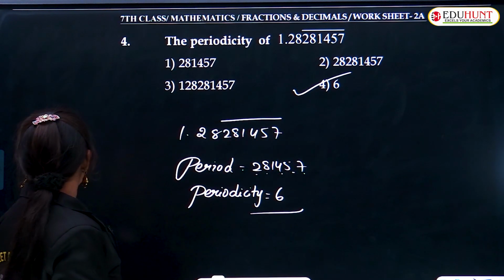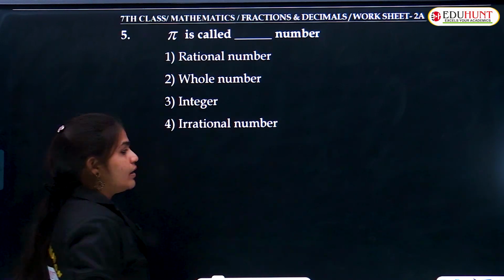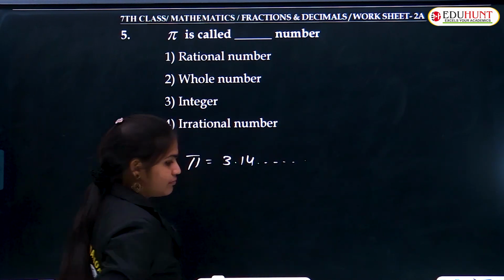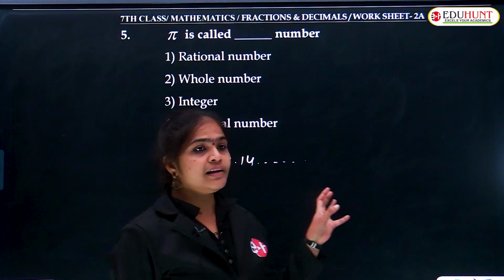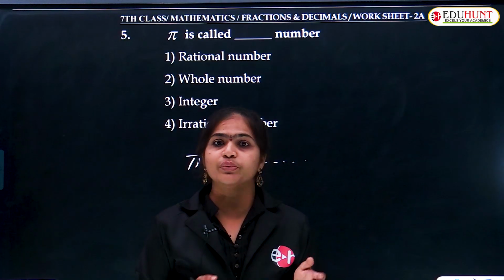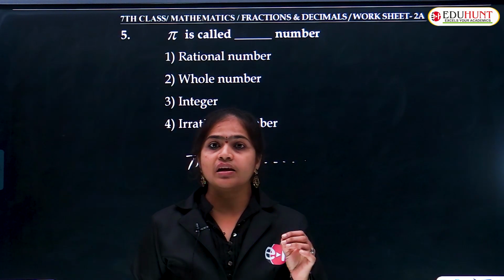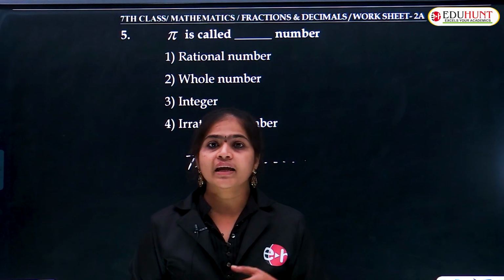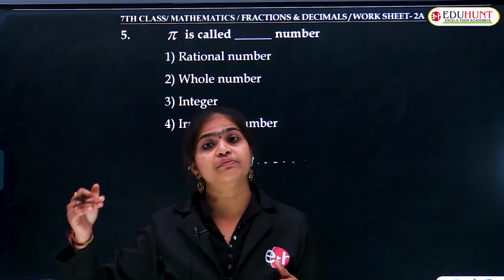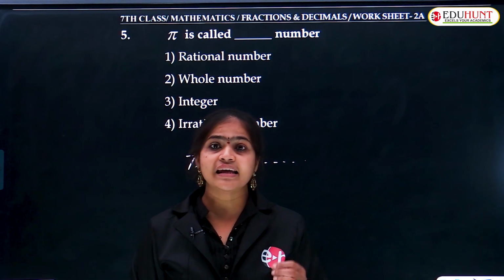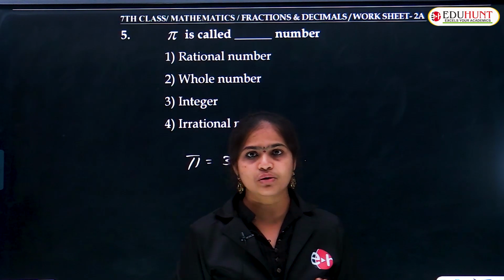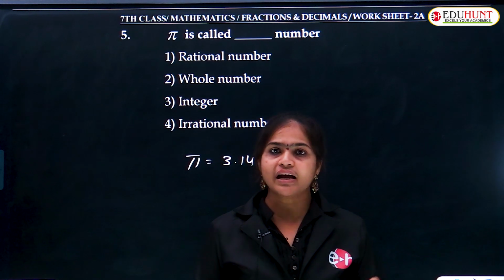Fifth one, pi is called. Actually pi has the value 3.147 and so on. Why? Because the exact value of pi we don't know. The values we use, 22 by 7, 3.14, are all approximate values. One mathematician gave 3.14, another mathematician gave 3.16, like that. Which means the exact value we don't know; they are just estimated, approximate values given to us, and those values only we are using now.